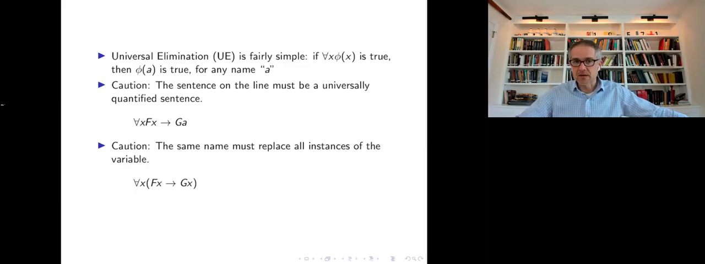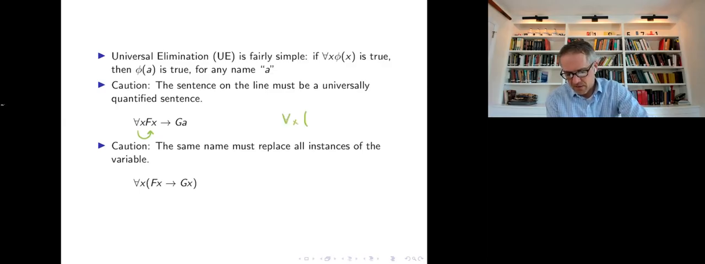So the first warning is that this rule, universal elimination, is only applicable if the entire sentence on the line is a universally quantified sentence. So that means the universal quantifier better come first, and then everything it applies to will exhaust the rest of the sentence on the line. That is not true of the sentence you see right here on the slide. In this case, the for all x applies only to the Fx. It doesn't apply to the G. It doesn't apply to the Ga there.